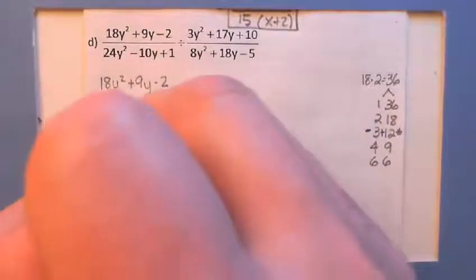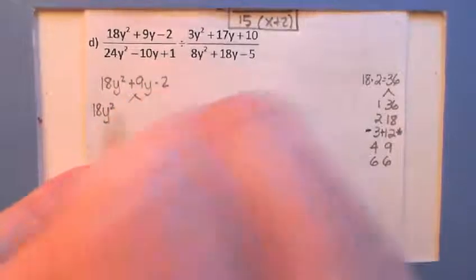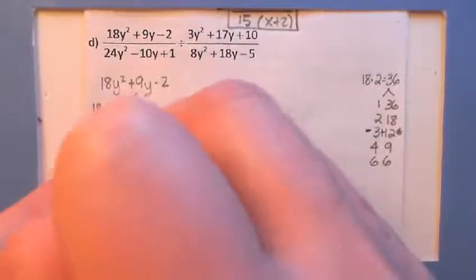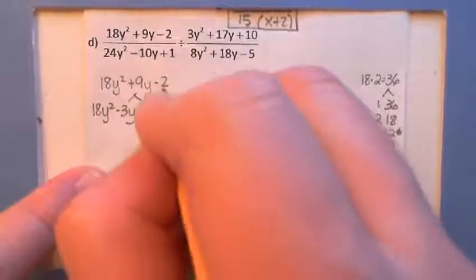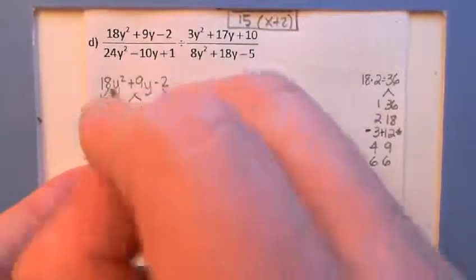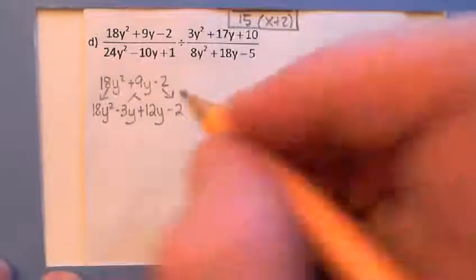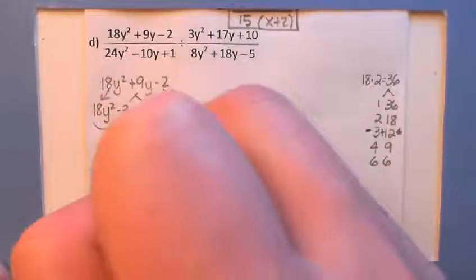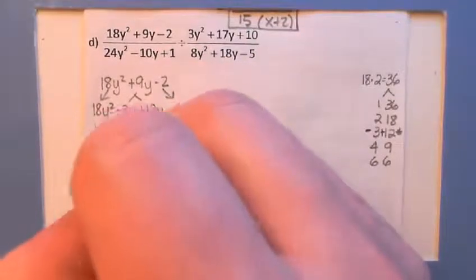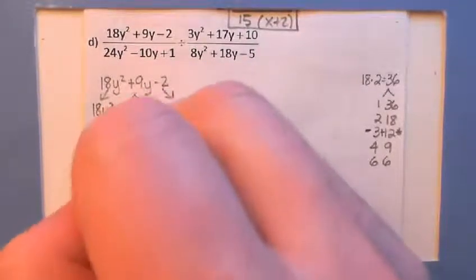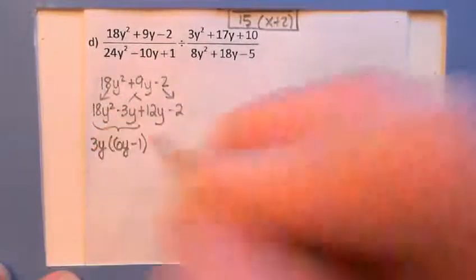Yes, it does. So I copy the first term, split the middle term as negative 3y, positive 12y, and bring down the negative 2. Now let's factor by grouping. What can I factor from these two? I can factor a 3y. So that means this will give me 6y minus 1.